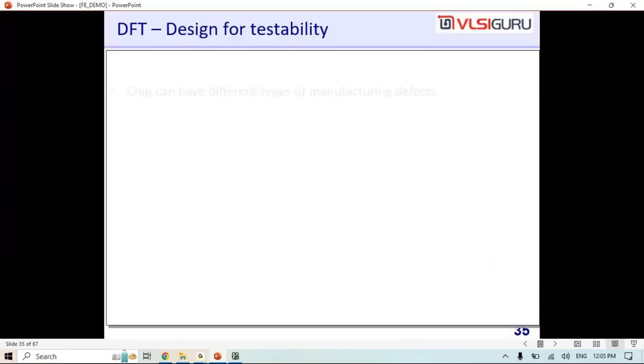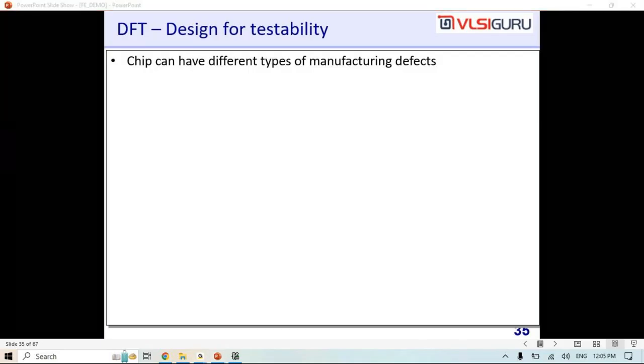See, DFT stands for design for testability. What happens in the chip, right? When you're fabricating at a very low technology node, what is the current technology node? 3 nanometer. You may even have something coming in 1 nanometer node also, but let's not talk about that. 3 nanometer is very, very small. You cannot even imagine how small it is.